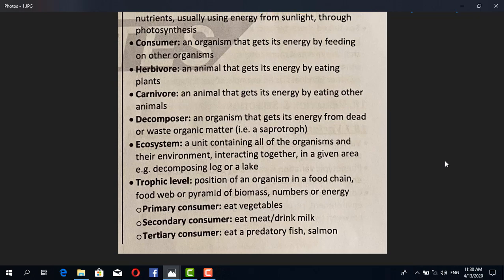For an example, if I'm going to talk about an area specifically, a decomposing log or a lake, the trophic level is a position of an organism in a food chain or a food web or a pyramid of biomass or numbers of energy. Like we said, we've got primary consumers that eat veggies, secondary consumers that eat meat or drink milk, and tertiary, the third level of consumers, they eat predatory fish or salmon.